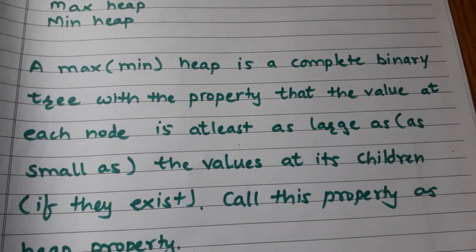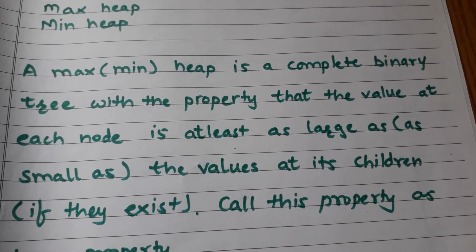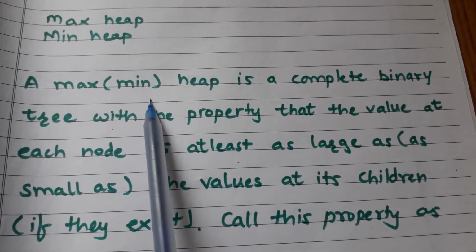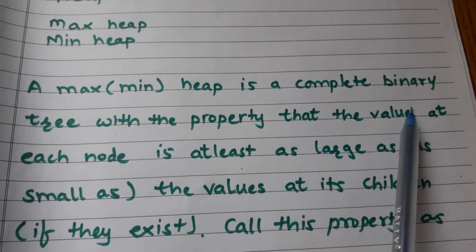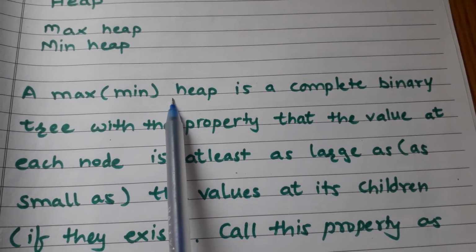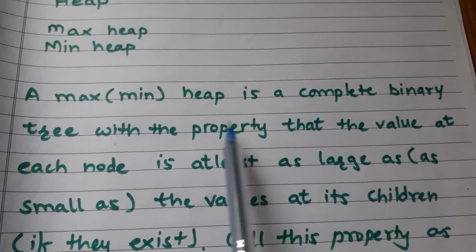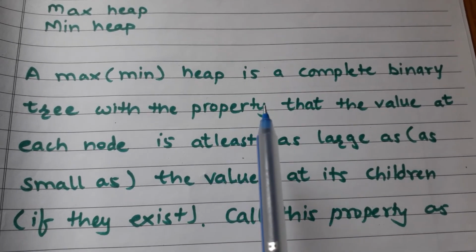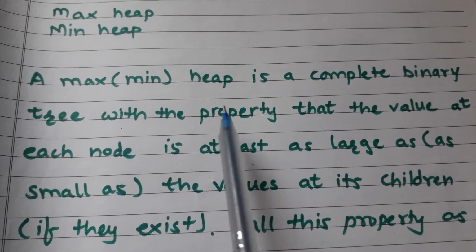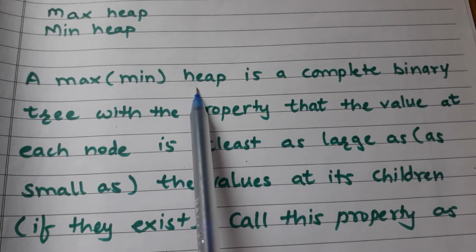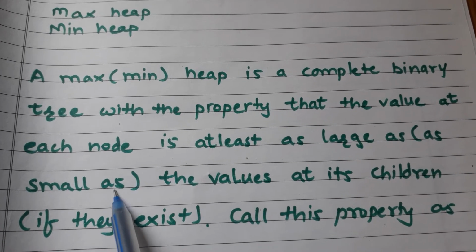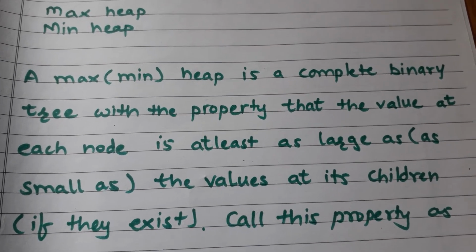So here, as we have said, there are two heaps, max heap and min heap. When we say a max heap or min heap, then that will be a complete binary tree. When it is a max heap, the parent node will have the greatest value compared to its child nodes. For the min heap, the parent node will have the smallest value compared to its child nodes.